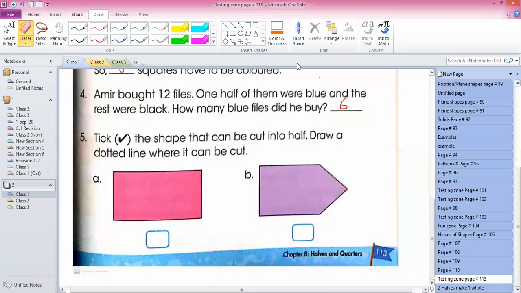Question number 5, guys. In question number 5, what you have to do? Take the shape that can be cut into half with the dotted line. So this can be cut into half, and you have to show how. Look, if you draw a dotted line vertically, you can say that it is cut into half. So each part is one half. From the middle, you have to draw. It is half.